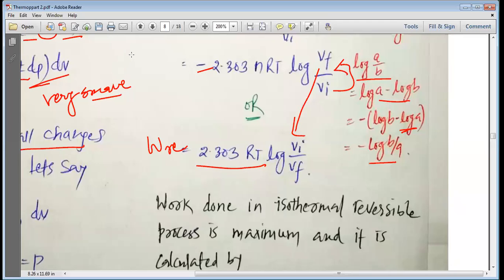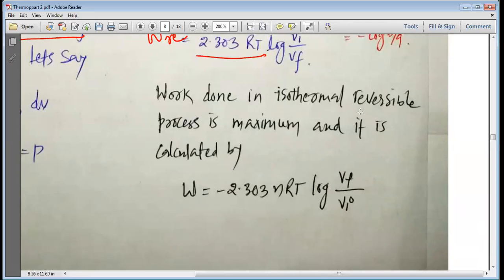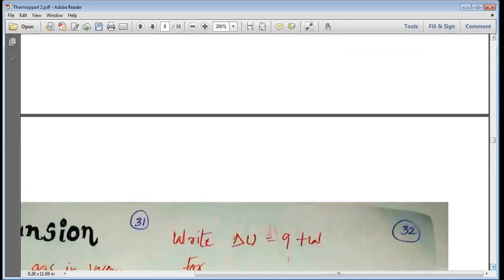So we can have either W reversible is equal to minus 2.303 nRT log of Vf by Vi, or we can even write W reversible is equal to 2.303 nRT log of Vi by Vf. Work done in isothermal reversible process is maximum, and it is calculated by this formula, that work done W is equal to minus 2.303 nRT log of Vf divided by Vi. Now my dear students, if you could not understand anything, you can ask me.